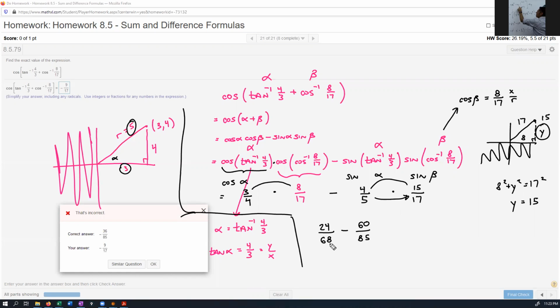It still doesn't seem right. Something is wrong right here. Cosine over here is adjacent. Oh, right here, 3 over 5. I messed this up right here. Cosine of alpha is 3 over 5, not 3 over 4. That's 5. Now that's 85. And now that's negative 36 over 85. Okay, that's the answer. My mistake there.